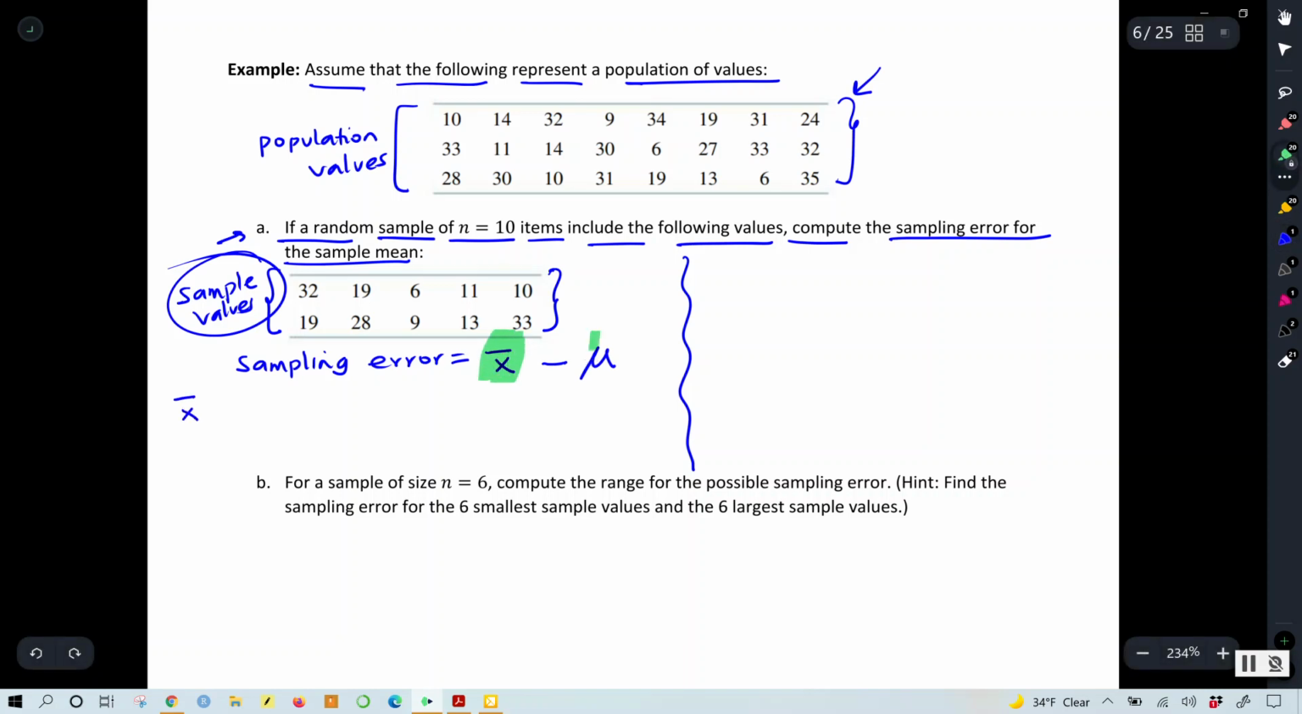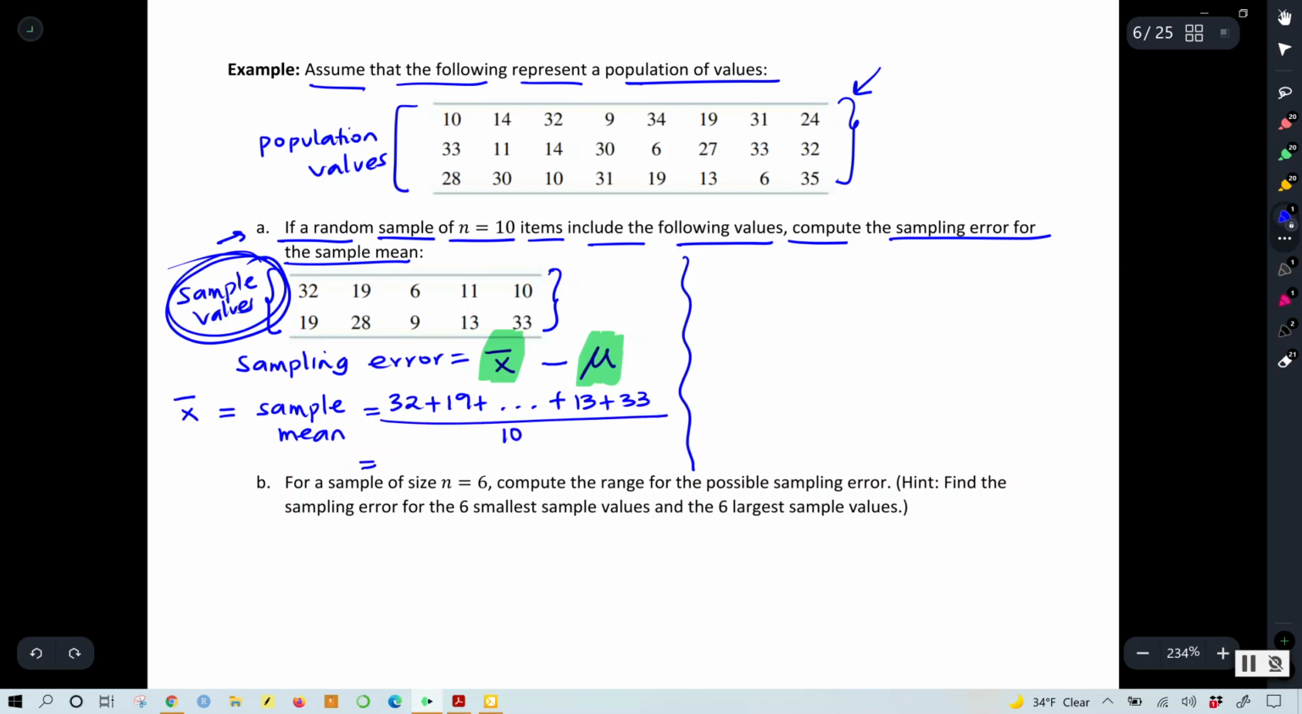So first I need to get each of the ingredients. I need the sample mean and I need the population mean. To get the first, which is the sample mean, I will go to the sample values. I would add up all of the data values from the first to the very last, and I'll divide by how many values I have. This will be equal to 18. So now I have the sample mean.